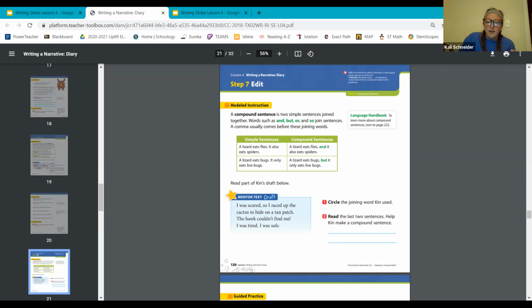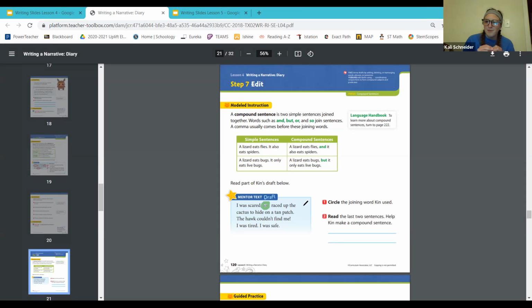So we're going to go ahead and, like it says, circle the joining words that Ken used. I was scared. So is the word that he used. Second now, we're going to read the last two sentences and help Ken make a compound sentence. So I see two sentences that are pretty short, right? They're simple sentences. I was tired, I was safe. Would it make sense? I was tired, but I was safe?